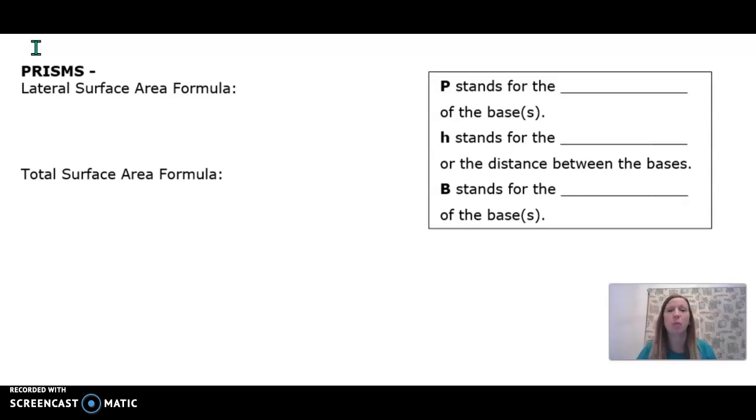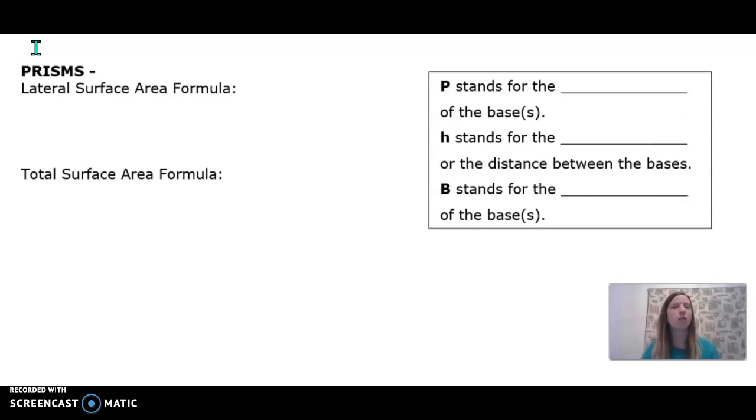Today we're going to be looking at how to find the lateral and total surface area of a prism. Now remember, prisms have two bases that are polygons. So your bases could be any type of polygonal shape. It could be hexagons, it could be triangles, it could be squares. It could be any type of shape that doesn't have curves.